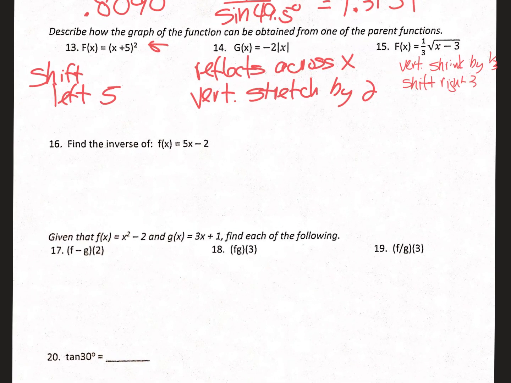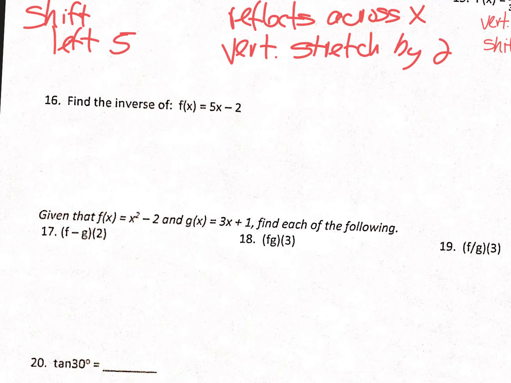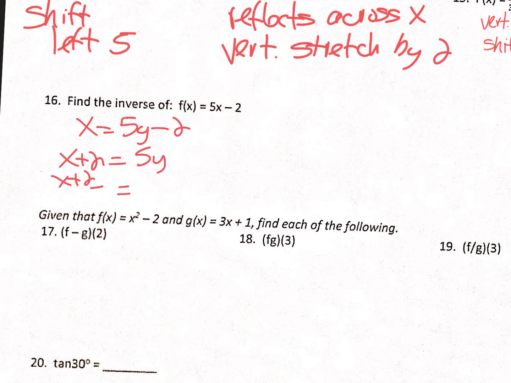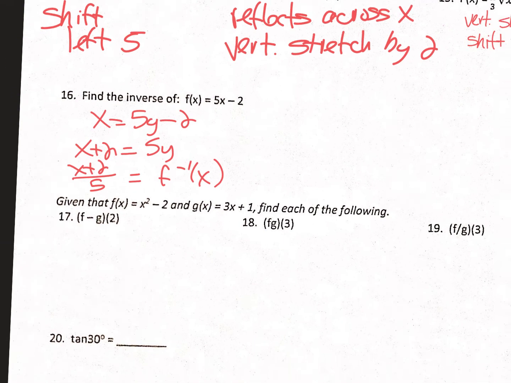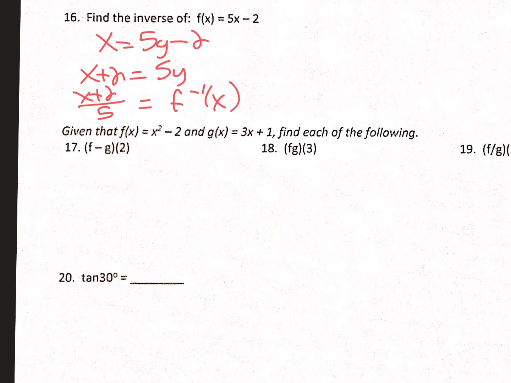16 is asking for the inverse. Don't forget the inverse gesture. You take the x's and the y's and you switch them, and then you get the y by itself. So I'm going to put the x over here, the y on this side. Then I'm trying to get the y by itself, so I'm taking the 2 over here, dividing by 5. When I divide by 5, I'm getting x plus 2 over 5. And don't forget, we want to end up with f negative 1, not just a y. So be careful there.